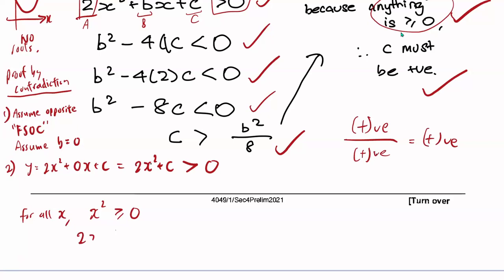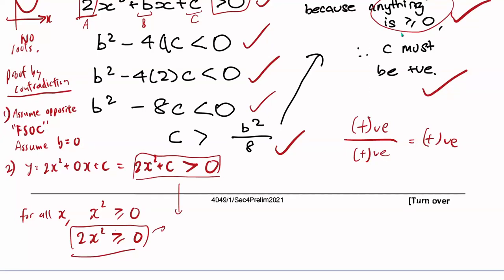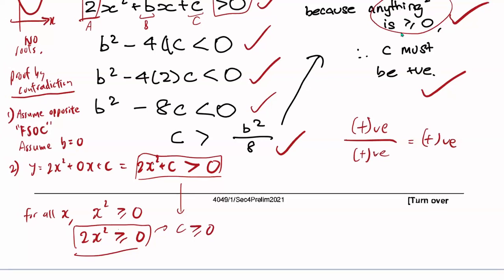So what happens if you times 2 to it? It's still more than or equal to 0, yes? Then in this case, if you have 2x squared more than or equal to 0, you have 2x squared plus c more than 0. What does it mean? It means that your c cannot be less than 0. Your c has to be more than or equal to 0, right? Okay, good. How do we get a contradiction? Let's see.